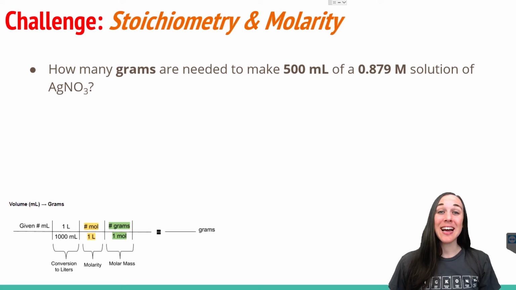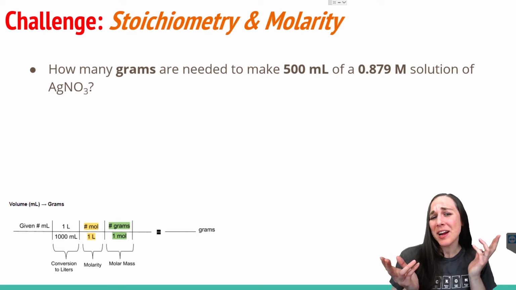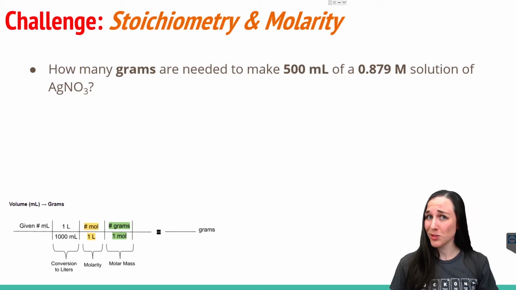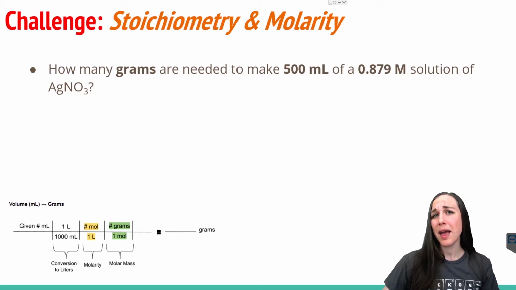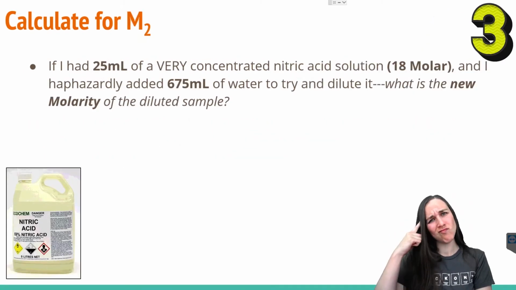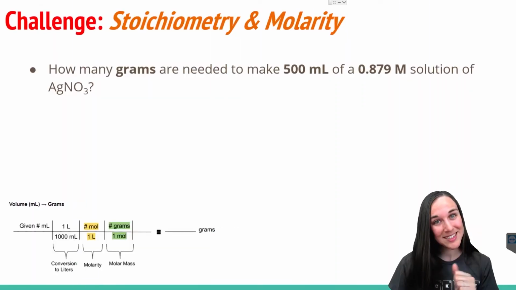Welcome to the flock. Let's dive into some questions like how many grams are needed to make 500 milliliters of a 0.879 molar solution of silver nitrate, along with some M1V1 equals M2V2 practice, such as these problems. Stick around to see how they're solved.